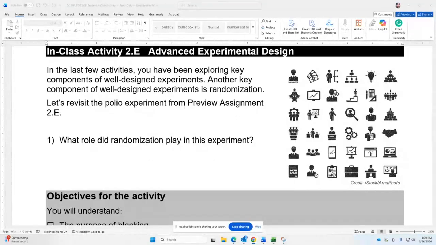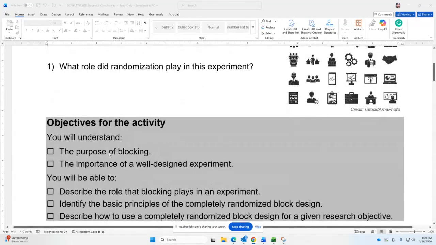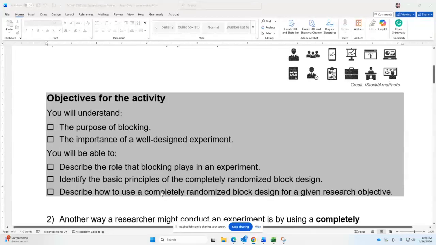This is the extra credit section, but it's an awesome activity for those of you that may be doing advanced or experimental design. So in this activity, you will understand the purpose of blocking, the importance of a well-designed experiment, and you'll be able to describe the role that blocking plays in an experiment. You'll be able to identify the basic principles of completely randomized block design, and you'll be able to describe how to use a completely randomized block design for a given research objective.